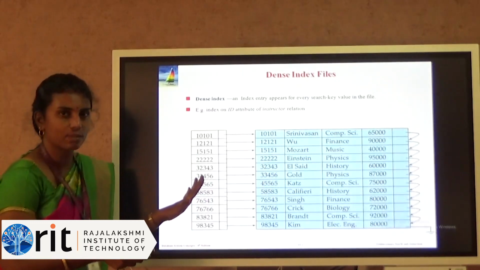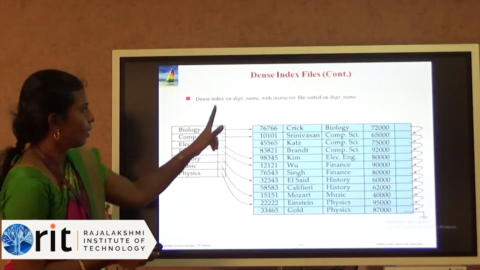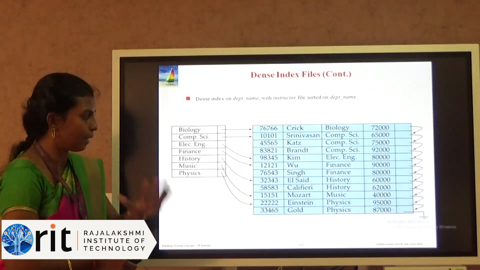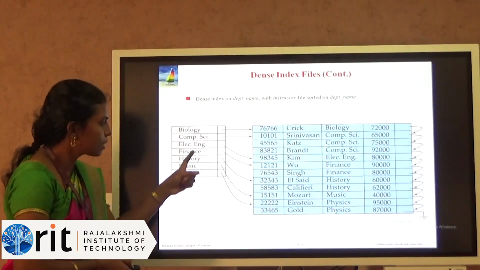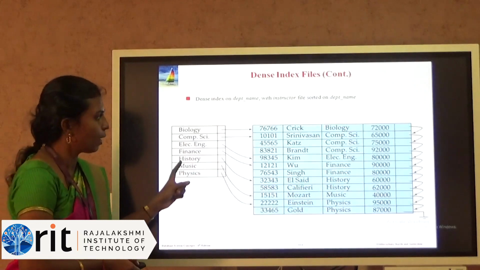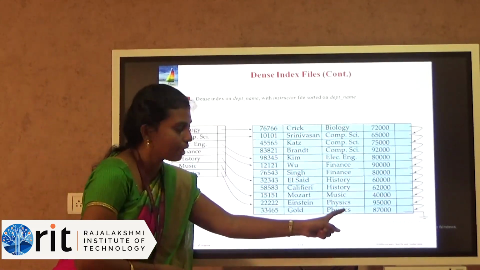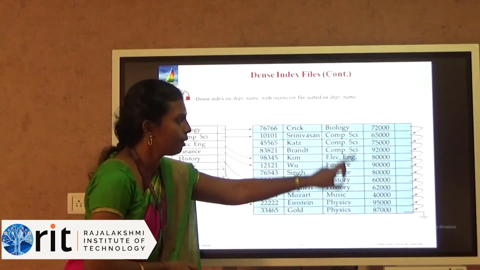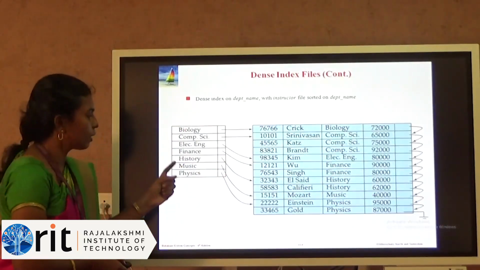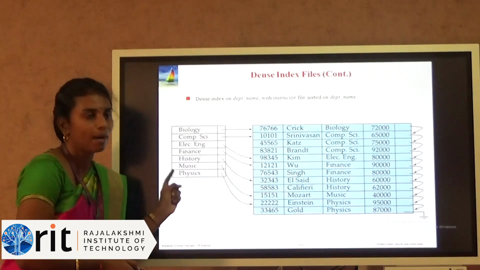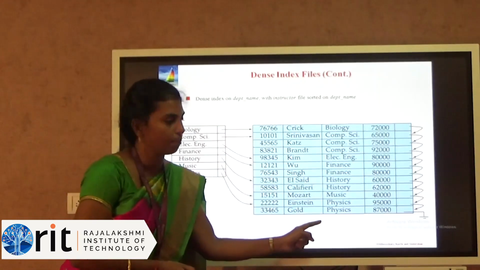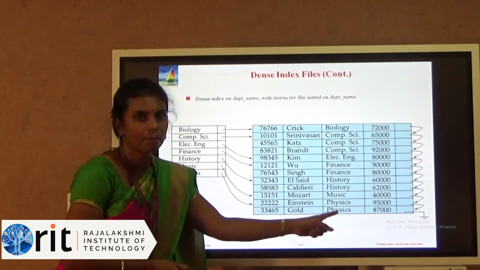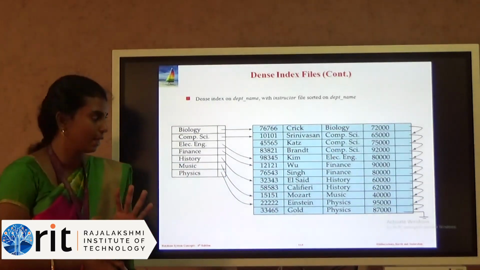Dense over the next one. Here, this also comes under the dense index file concept, but here I can choose the search key value on the basis of the candidate key attribute of this table, which is department name. So here the search key value is nothing but the department name of the instructor table.